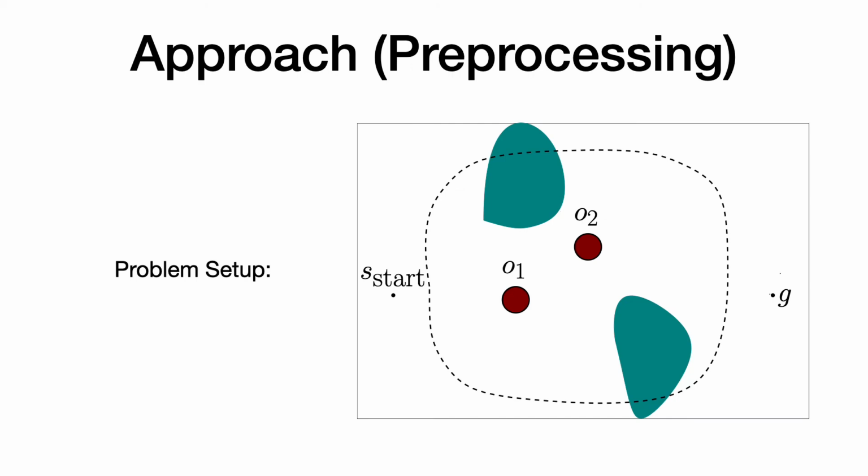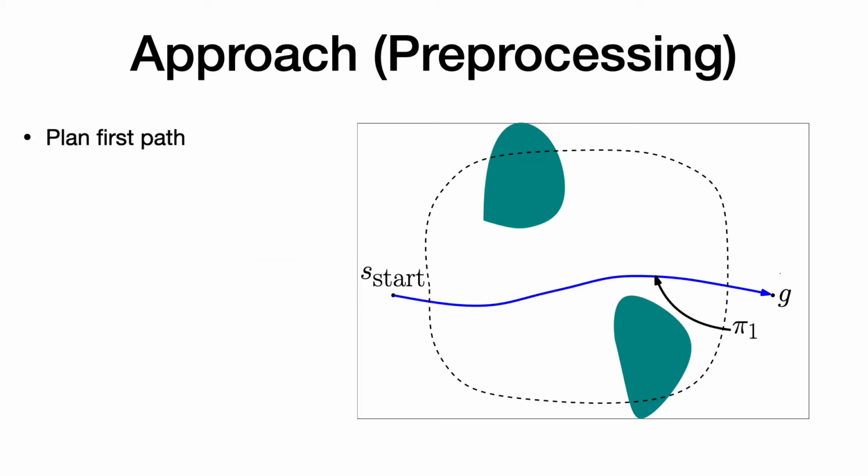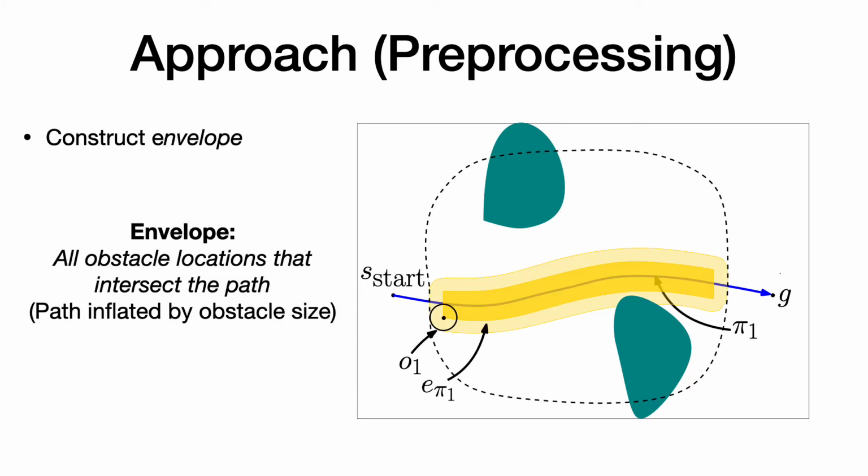Let's see how APP computes these paths to provide such a guarantee in the case of two movable obstacles O1 and O2 that could appear anywhere in the dotted region. The static obstacles are shown in gray. APP finds the first path pi 1 by only avoiding the static obstacles. It then constructs an envelope e pi 1 around the path pi 1. An envelope is a set of all obstacle locations that intersect a path. It is computed by inflating the path by the size of the movable obstacle.